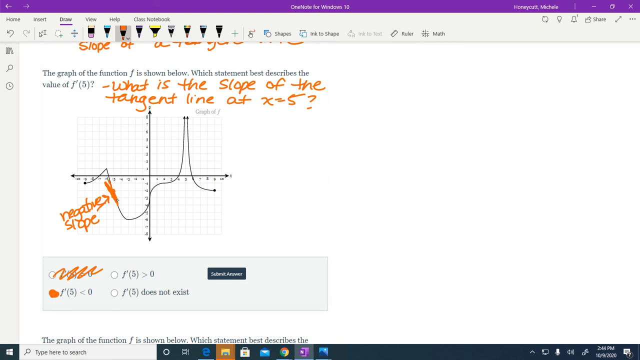Let me just double check the other ones. This one would say that the slope of my tangent line would be greater than 0 or positive. And that's not true. And then does f prime of 5 not exist? Well, this function has no corner, no vertical tangent line, and it is continuous at x equals 5. So it looks like my option is that f prime of 5 is less than 0.